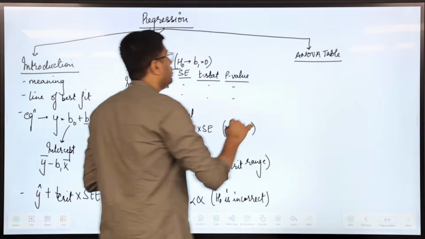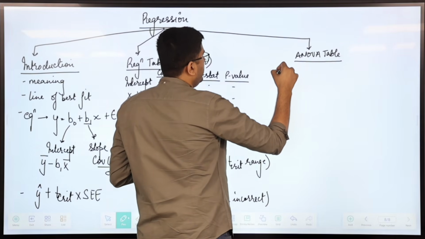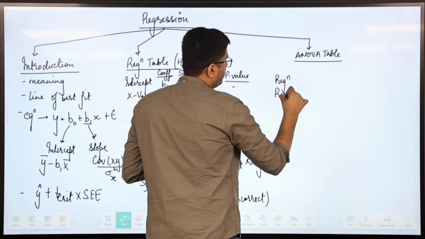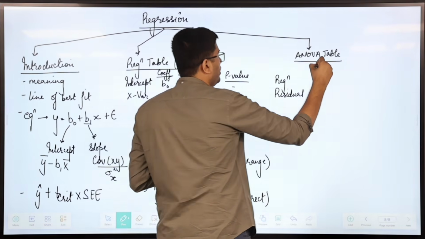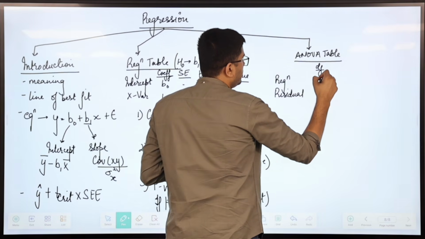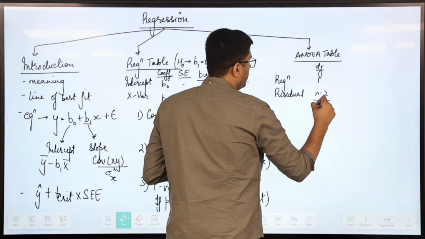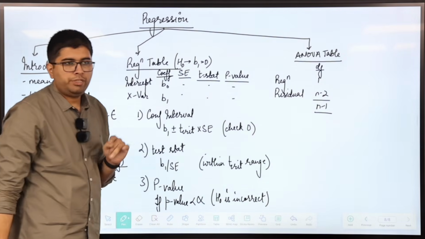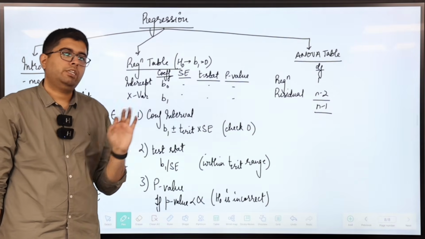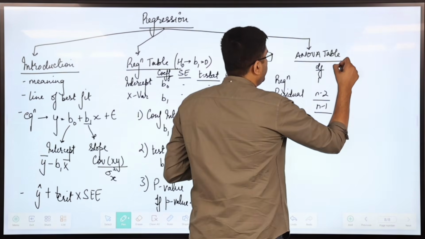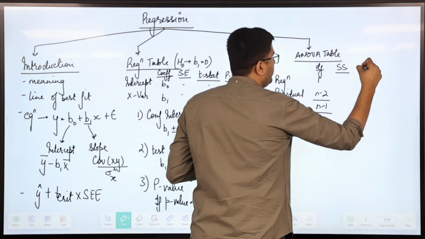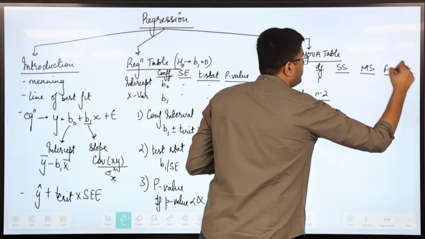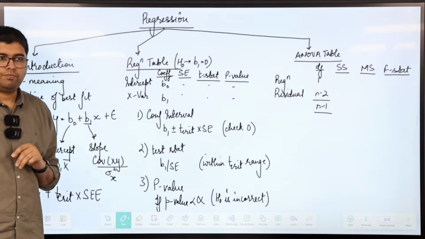For the ANOVA table, the format of the table is relevant. So we have regression and residual. We start with degrees of freedom. This is 1, this is n minus 2, and the total will be n minus 1. It is 1 because degrees of freedom for regression is the number of independent variables. At level 1, this will always be 1. Then you have the sum of squared deviations, the mean of squared deviations, and finally the F distribution's test statistic value.